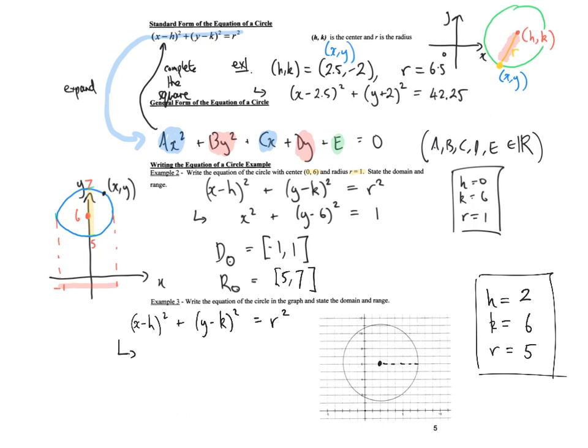Substituting in to our standard form, we get x minus 2 all squared plus y minus 6 all squared equals 5 squared, that's 25. So that's the equation of our circle. Again, we're asked for the domain and the range. This is just asking for our set of possible x coordinates and our set of possible y coordinates.